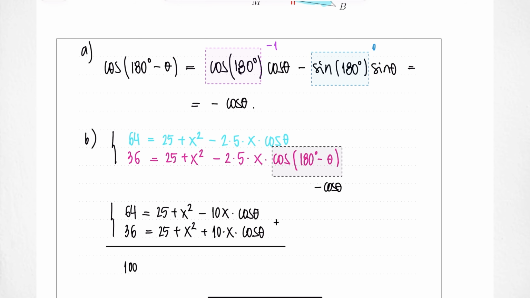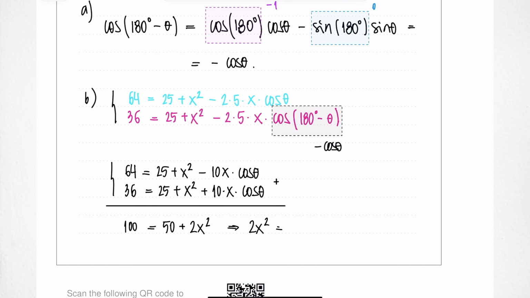And right now we can add these two equations and get rid of the 10x cosine of theta. And this gives us 100 equals 50 plus 2x squared, meaning 2x squared equals 50 and x equals 5 in the next step here. And that is it. Let's jump to the next exercise.